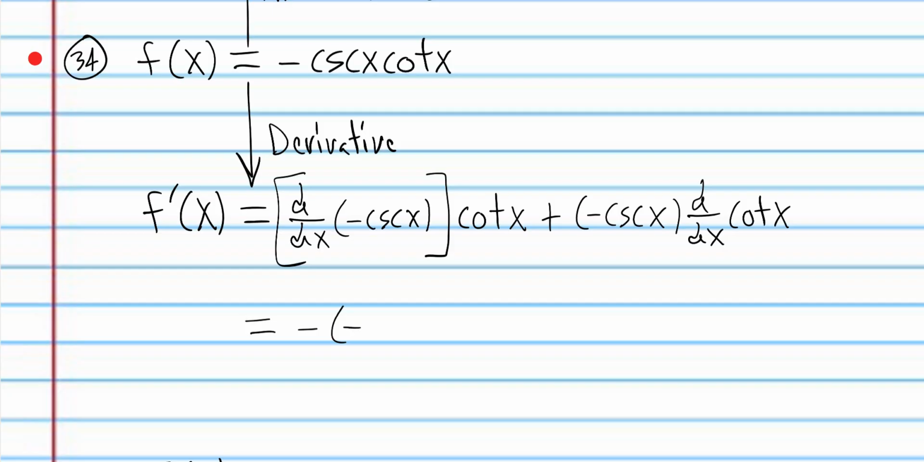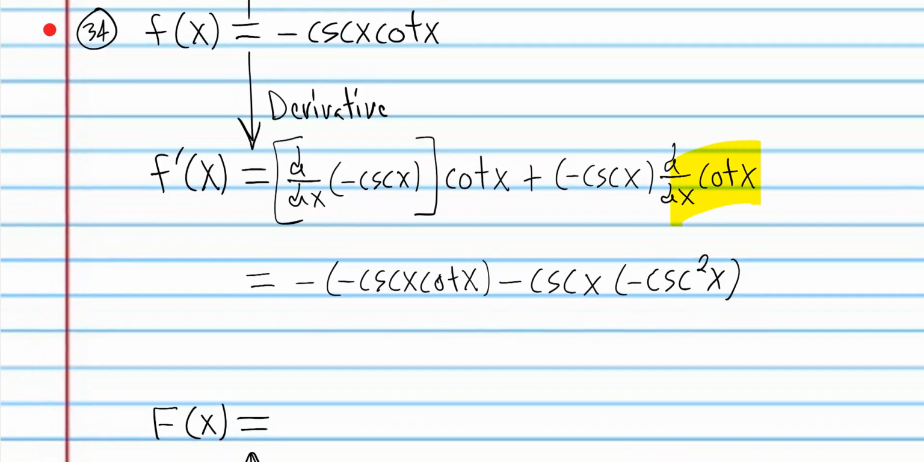the derivative of cosecant is negative cosecant x cotangent x. So we have to use the constant multiple rule. We have a constant multiplied by a function. So the derivative of that is the constant multiplied by the derivative of the function. And then we have negative cosecant x times the derivative of cotangent, which is negative cosecant squared x. So this became that, and all that became this.